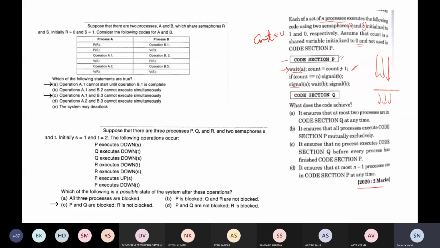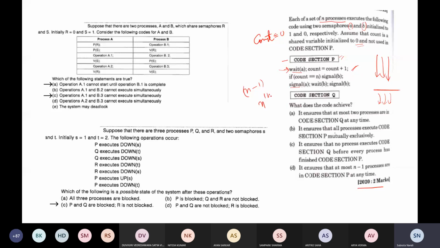So count will be 2 here. After it is 2, the second process also will skip this, which will be false, and it will signal the third. So 1, 2, 3, 4, each and every process will pass through this, come here, and signal the other process which is waiting. And how many processes will be pulled in this fashion? All the n minus 1 processes will be pulled in this fashion.